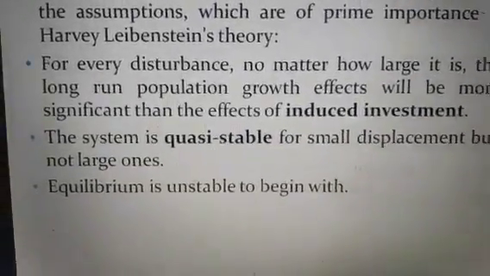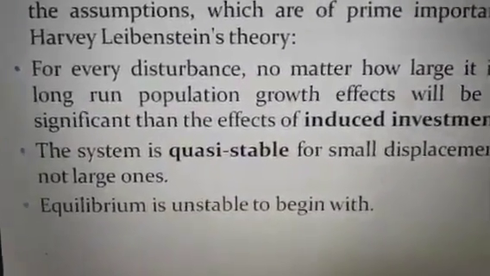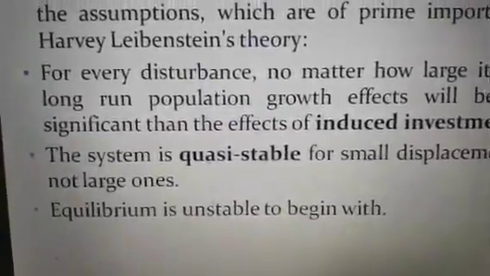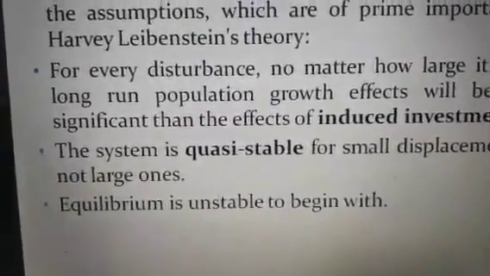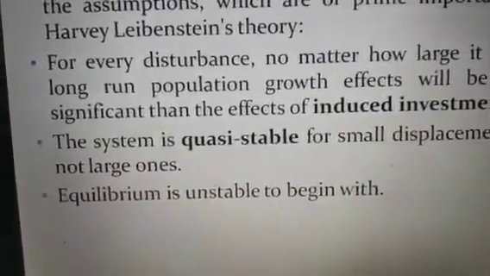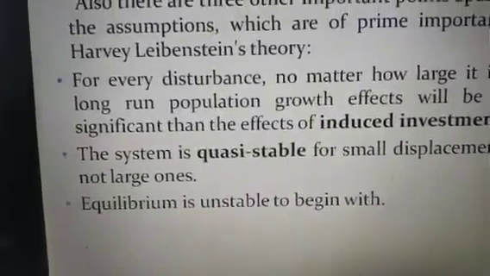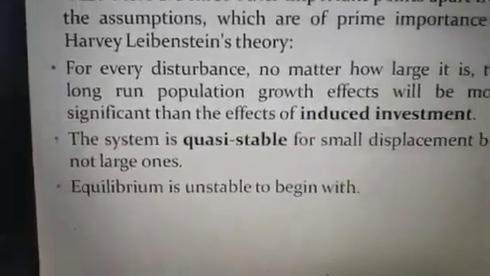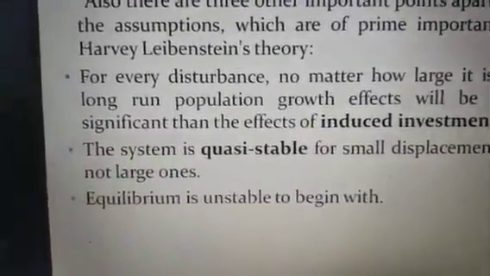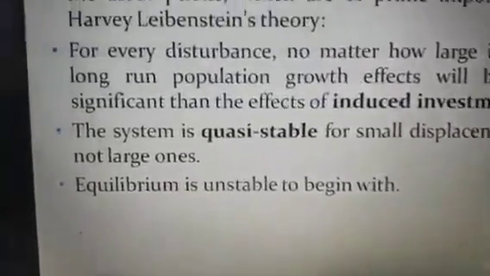So dear students, the system is quasi stable for small displacement but not large ones, and we can say that equilibrium is unstable to begin with. Every time we view a disturbance, we say that equilibrium is unstable to begin with. Always we have to begin with unstable equilibrium. Just like in the COVID era, today our equilibrium is unstable. We are moving to zero economic growth, and we have to move from that unstable growth to stable economic growth again.